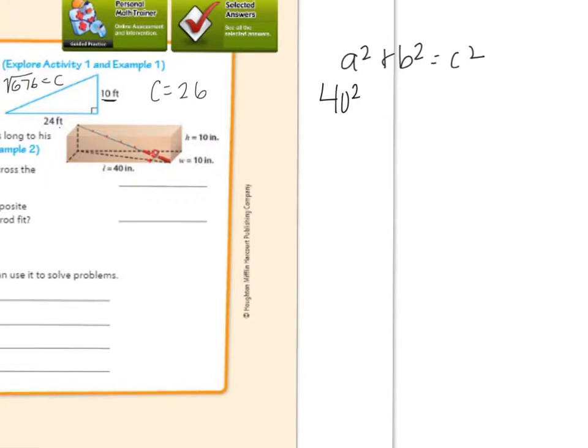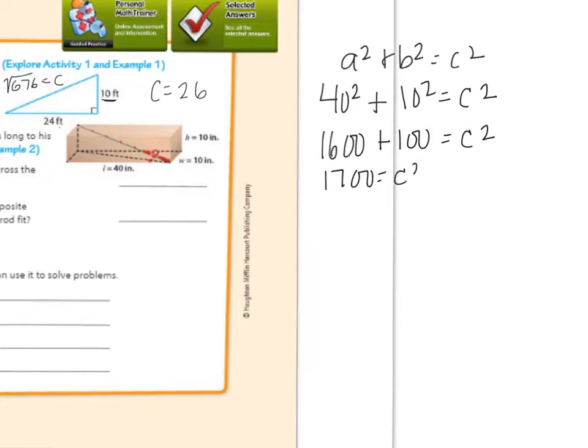So 40 squared plus our width squared, which is 10. So 40 squared plus 10 squared equals C squared. So 40 squared is 1600, right? Plus 10 squared, which is 10 times 10, that's 100, equals C squared, okay? So 1600 plus 100 is 1700 equals C squared.